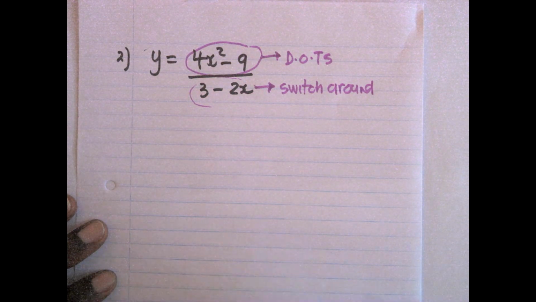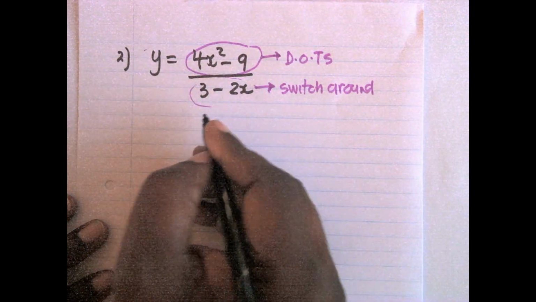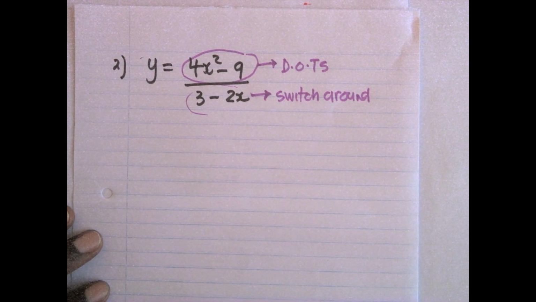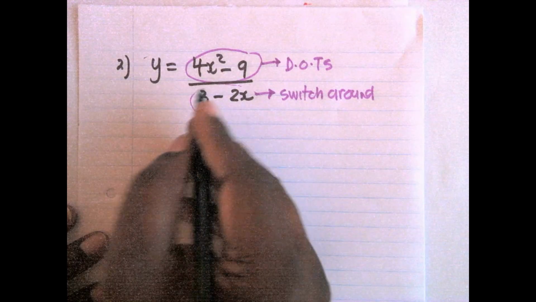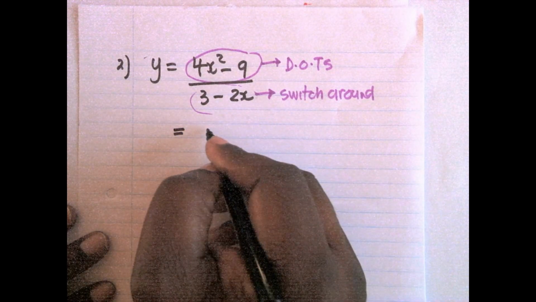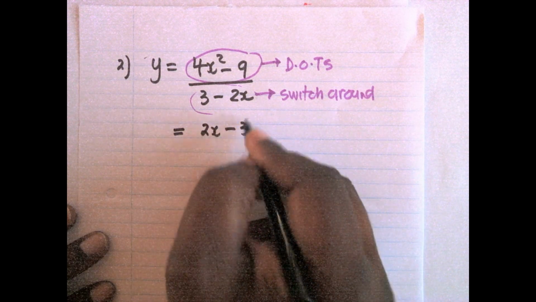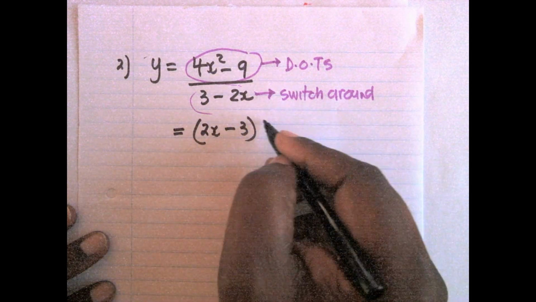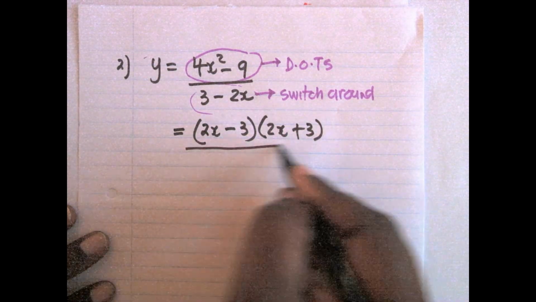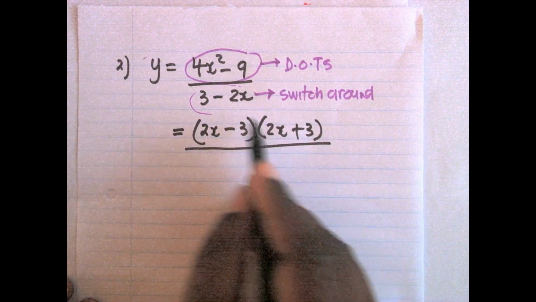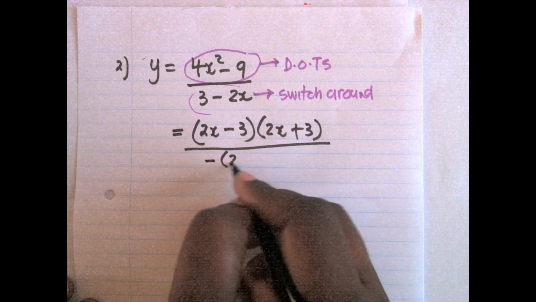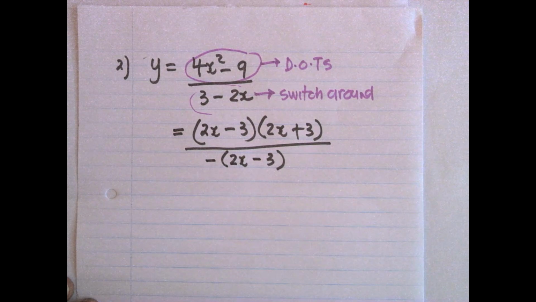Right, so let's continue the process here. In order for us to use the dots, we are going to do factorization. Factorization is also very important in this topic when we are simplifying. So when we factorize here, we are going to get 2x minus 3, and then 2x plus 3, everything over, if I switch around here, negative, open brackets, 2x minus 3.